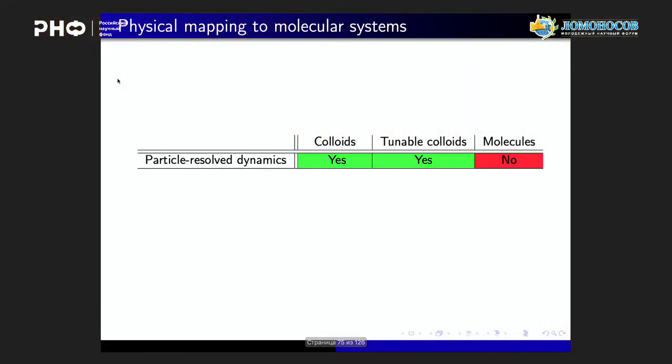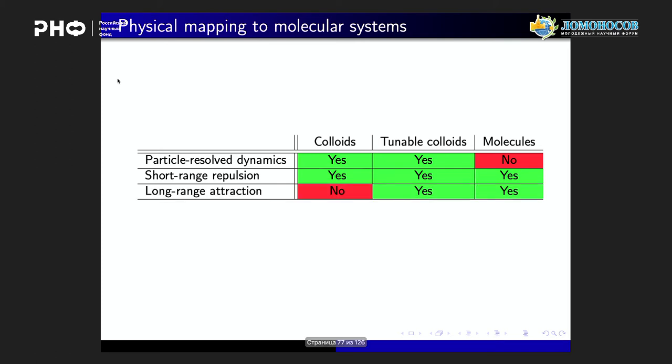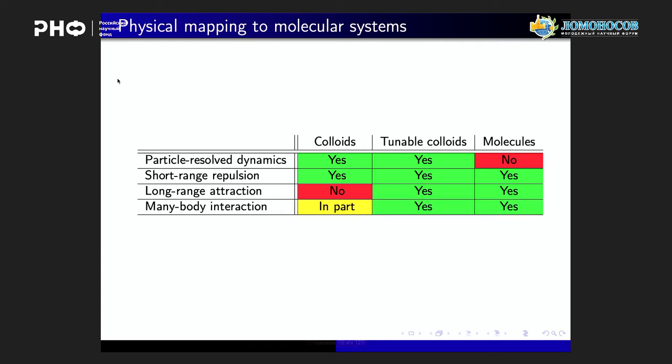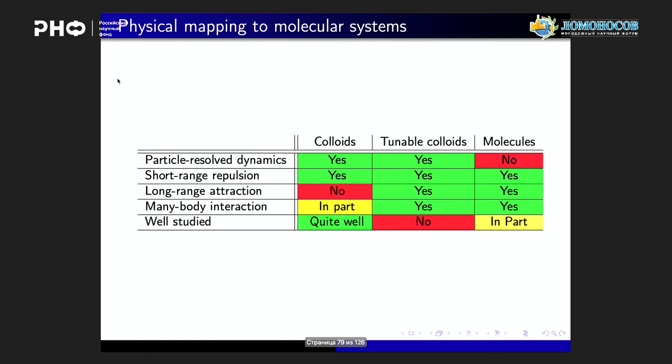Only a couple of words about the physical mapping to molecular systems. As a result, we have the typical colloids, tunable colloids, and molecules. In contrast to molecules, which we cannot see in real time, we can observe motions of colloids and tunable colloids. We also have short-range repulsion in both cases. In typical molecules, we have long-range attraction, and we can arrange it with tunable colloids. And we have many-body interactions in tunable colloids. They are not so well studied. And this is very good.